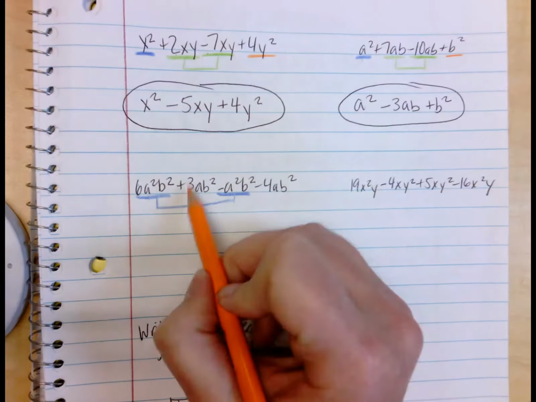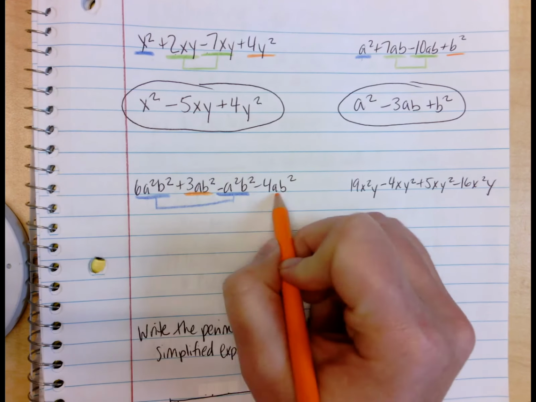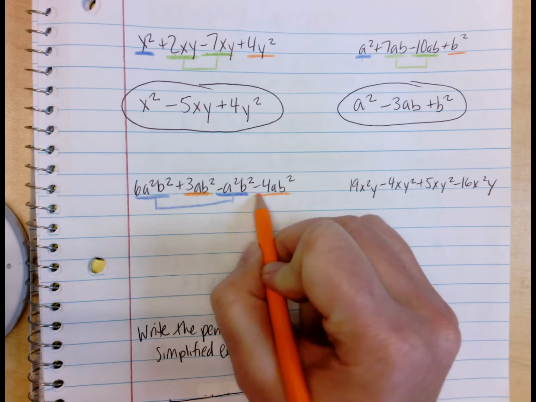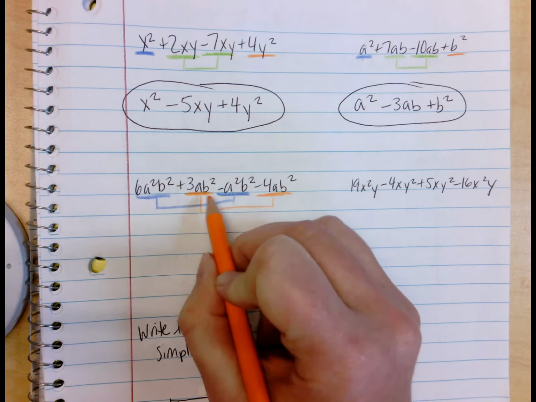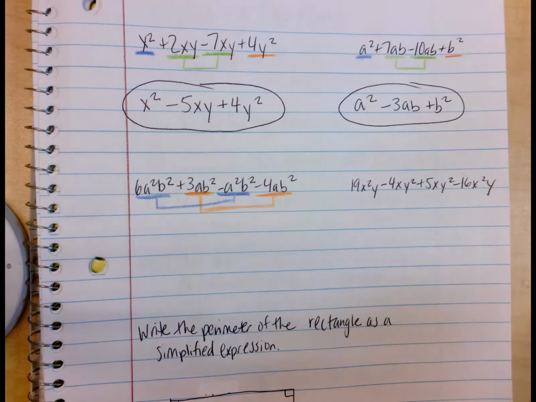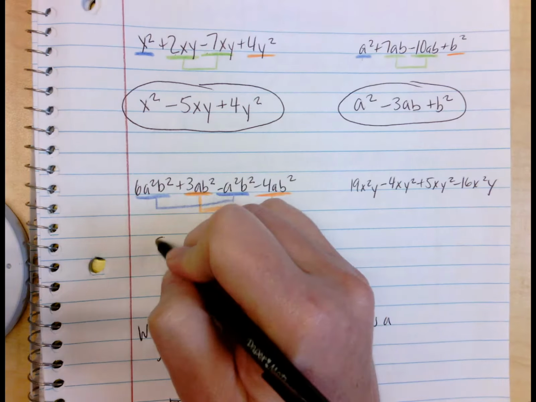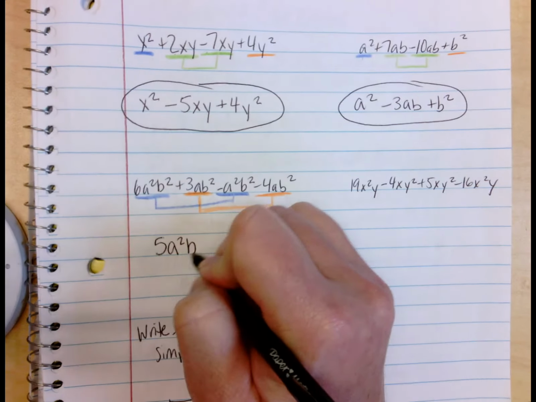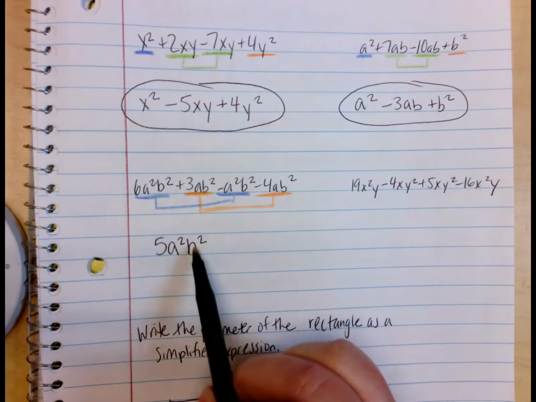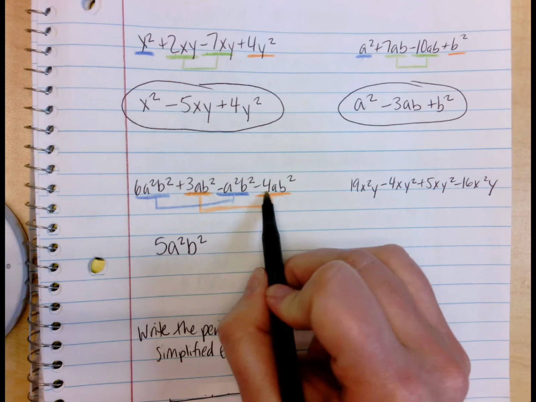Okay, so let's look now at this ab squared. This is also an ab squared, so it can be combined together. So I have the 2 orange and the 2 blue that can be combined. So if we combine the blues, 6 and negative 1 is 5, and then again we keep those exponents, everything stays the same, a squared b squared, and then we have a 3 and a negative 4.